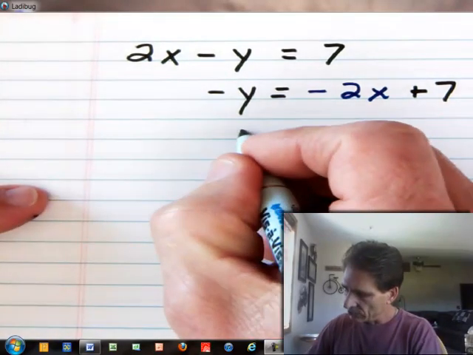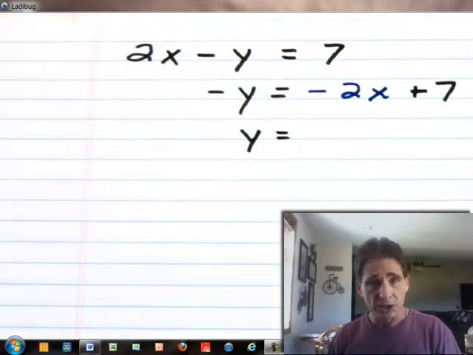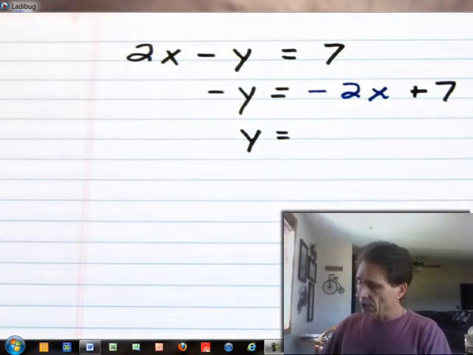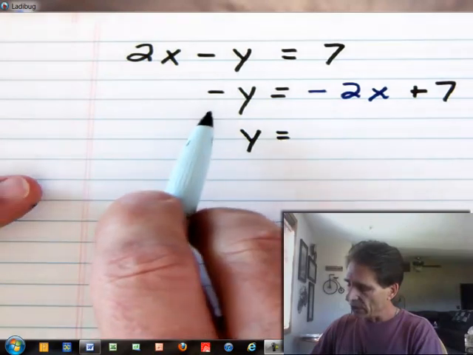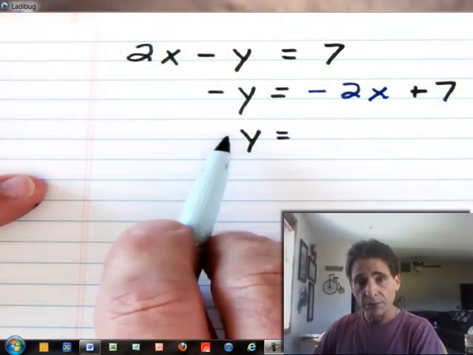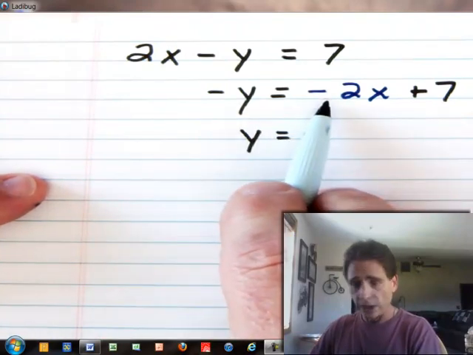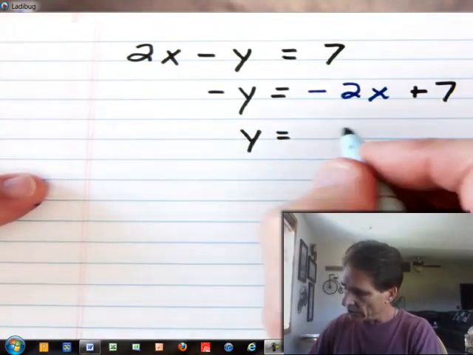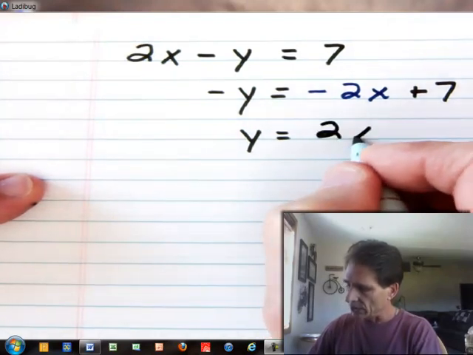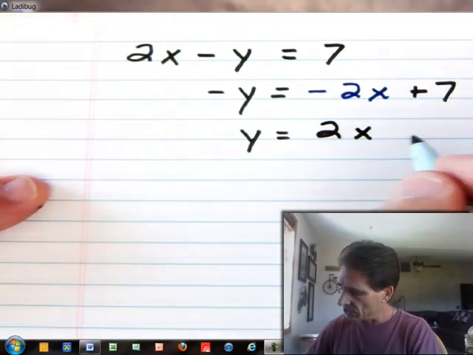We wanted positive y. Once again, I'm going to give you a shortcut, and then I'm going to explain why it works. The shortcut is, if I want the opposite of this, because I don't want negative y, I want positive y, then I can do that by simply changing these to opposites as well. Instead of negative 2x, I will write positive 2x. The opposite of plus 7 is negative 7.